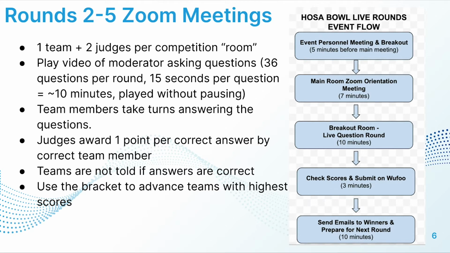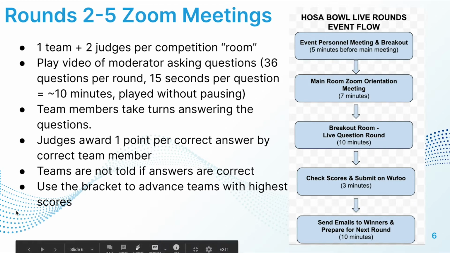Team members will take turns answering questions, and the judge awards 1 point per correct answer if it's answered by the correct team member that was supposed to answer that question. Teams are not told if the answers are correct or not. Judges are simply marking the score and playing the video. And once the video is over, teams are dismissed, and you use the bracket to advance teams with the highest scores.